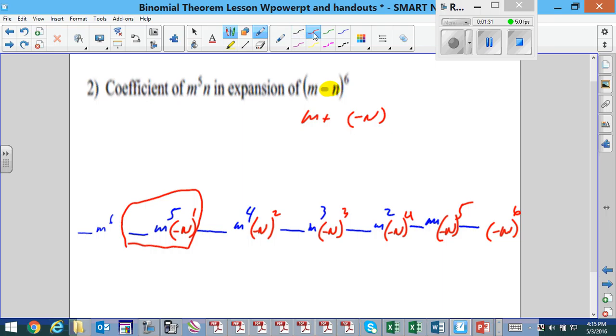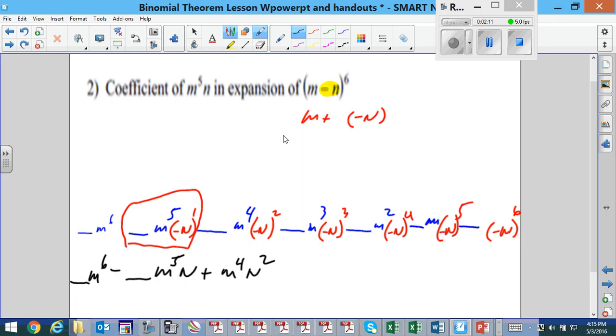Well, we can calculate all those. Negative 1 to the 1st power is going to put a negative sign in front of this term that we're interested in, m to the 5th and n to the 1st. Here, the negative squares, and you end up with a positive sign in front of the m to the 4th n squared term. And the m to the 6th term doesn't change.